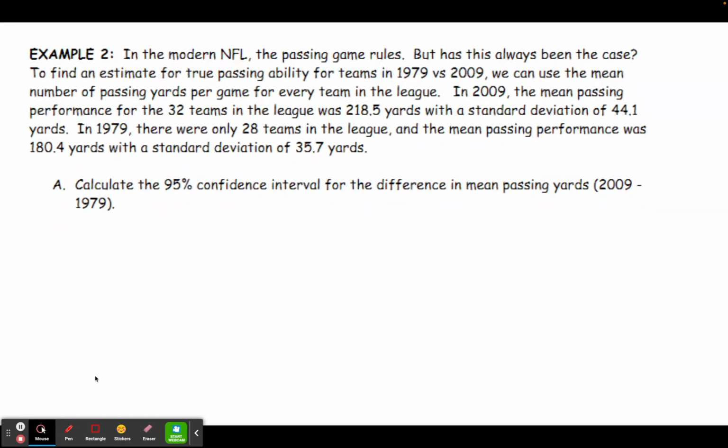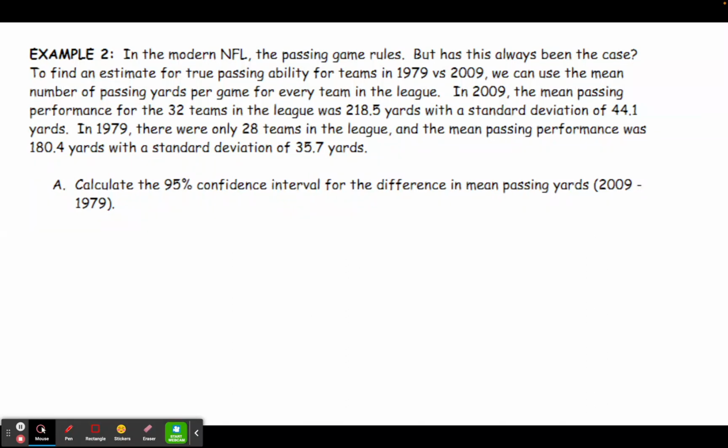Let's look at another example. In the modern NFL, the passing game rules, but has this always been the case? So we're going to look for an estimate of true passing ability for teams from 1979 to 2009 and see if there's a difference between them. And we're going to use the mean number of passing yards per game for every team in the league.